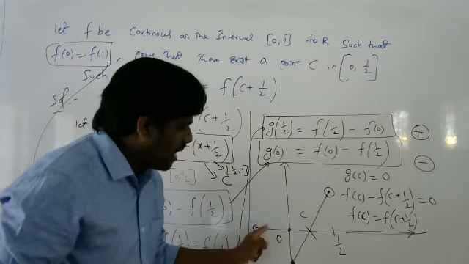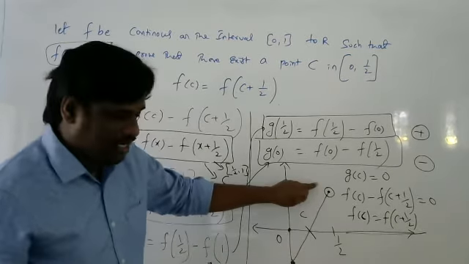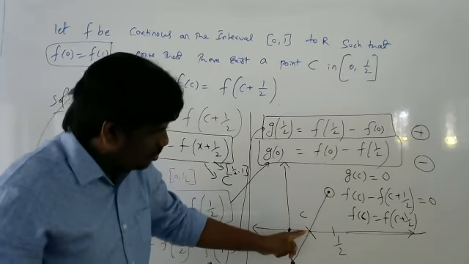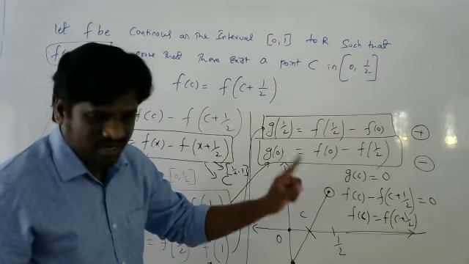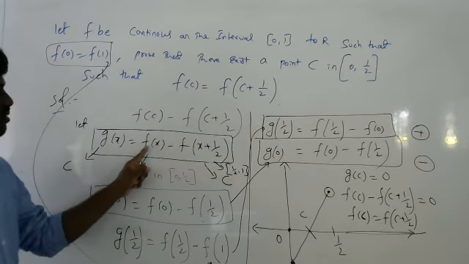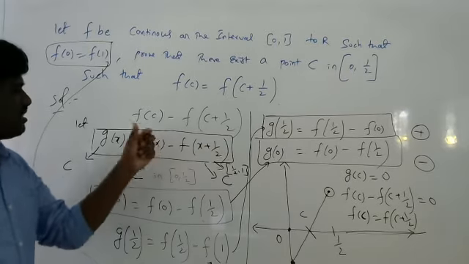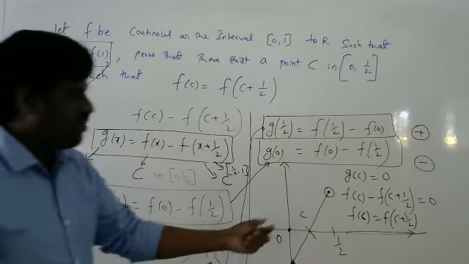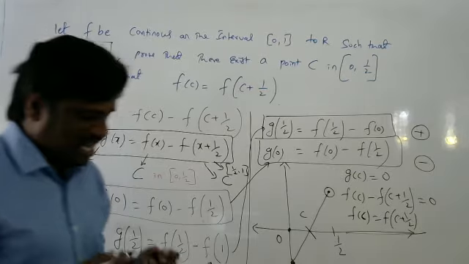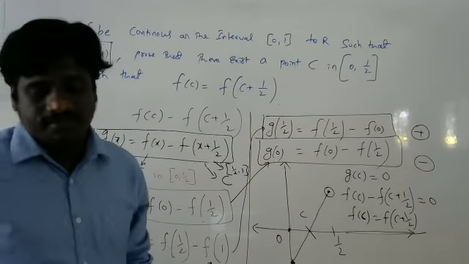According to the IVT theorem, one is negative and one is positive. Then when you draw the graph, it's going to intersect. It has a root. So g of c is equal to 0. G of c is equal to f of c minus f of c plus half, and this is equal to 0. Therefore f of c is equal to f of c plus half. Hence proved.